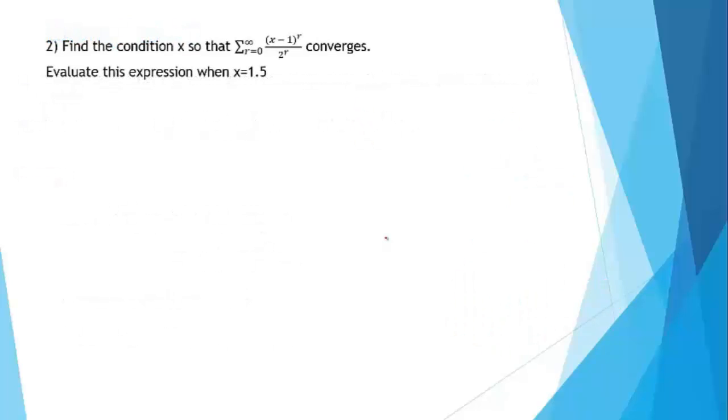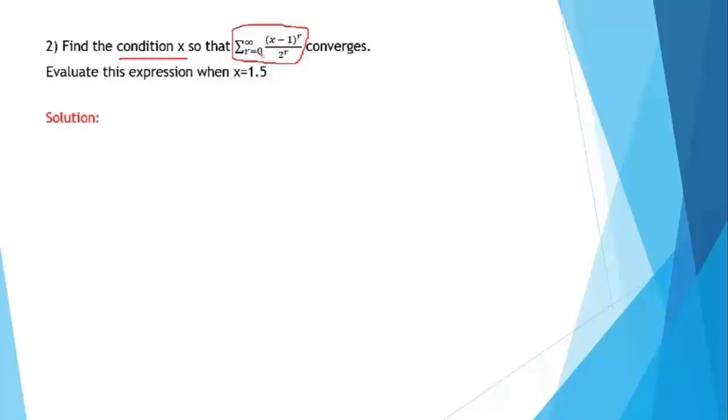Find the condition on x so that sigma of (x take away 1) whole thing to the power of r over 2 to the power of r, where r goes from 0 to infinity, converges. Evaluate this expression when x equals 1.5. So we are asked to find the condition for the series to converge. So first let's expand the expression.